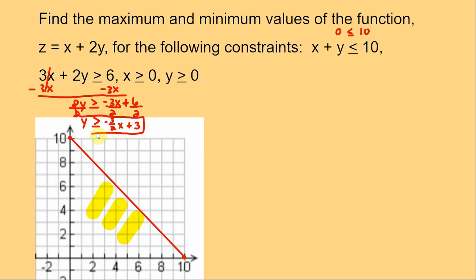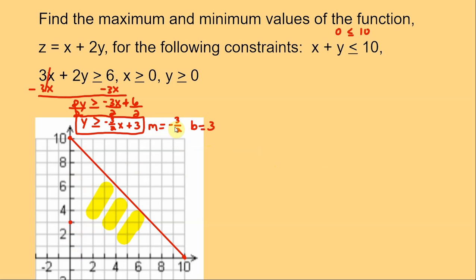All right, so this is my equation in slope-intercept form, and that tells me that my slope is negative 3/2 and my y-intercept is 3. We begin with our b, which is our y-intercept. And so on my y-axis, I'm going to go up to 3 and mark it there.